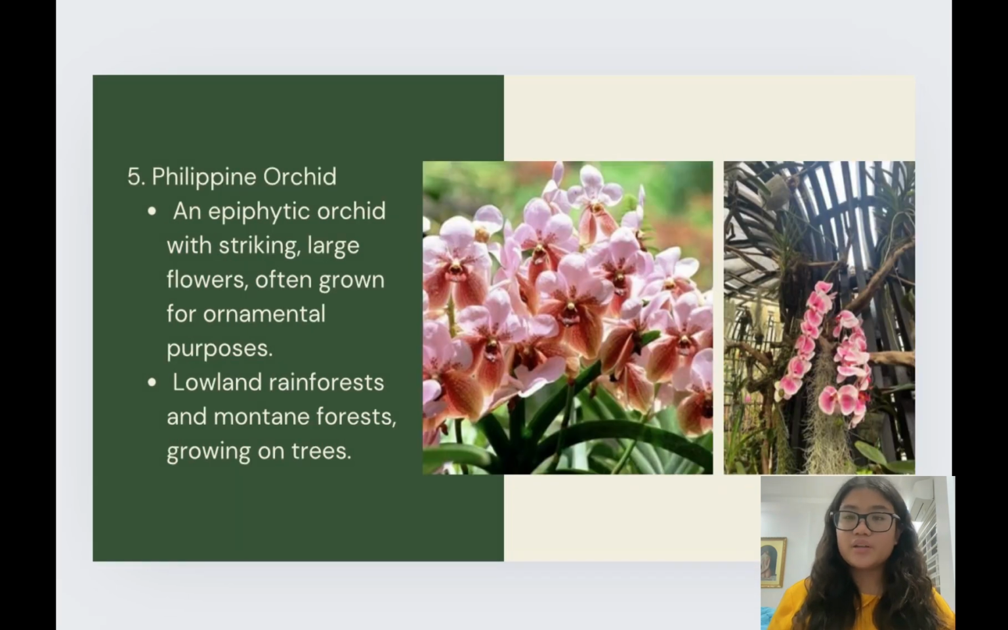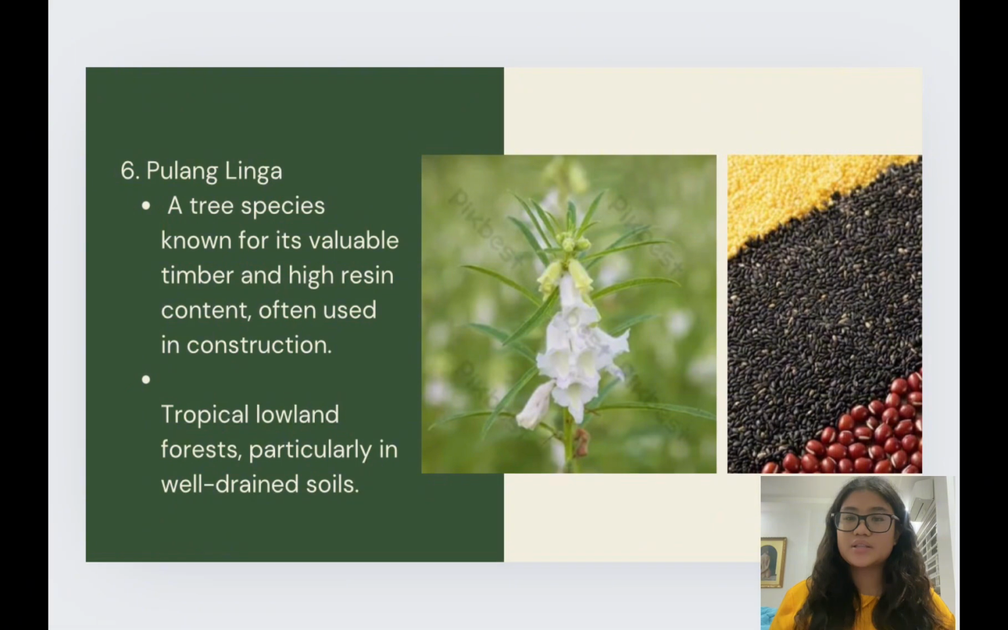Number 5. Philippine orchid. An epiphytic orchid with striking, large flowers often grown for ornamental purposes. Their habitat is in lowland rainforests and montane forests, growing on trees. Number 6. Pulang lawin. A tree species known for its valuable timber and high resin content, often used in construction. Their habitat is in tropical lowland forests, particularly in well-drained soils.